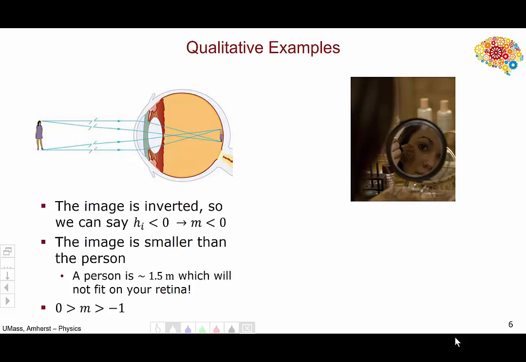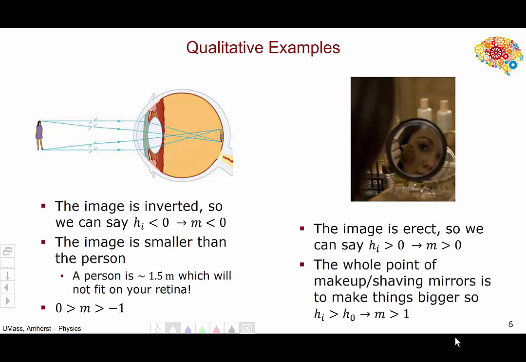Now to turn to the makeup mirror, the image is erect, so we can say that the image height, hi, is positive, implying that the magnification is also positive. And the whole point of these makeup and shaving mirrors is to make things bigger, so we can say that hi is bigger than ho, which means the magnification is going to be bigger than 1.